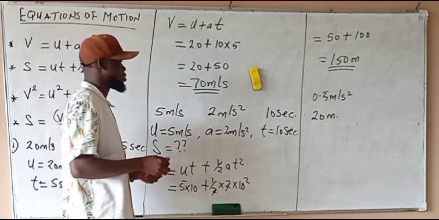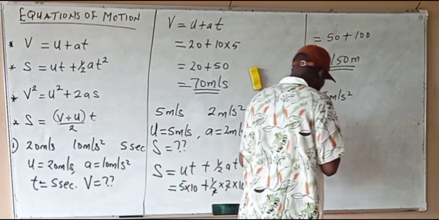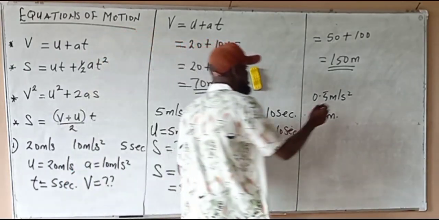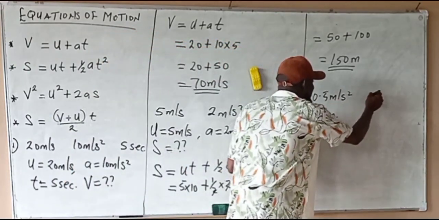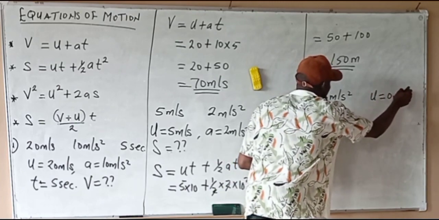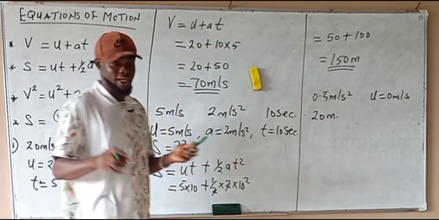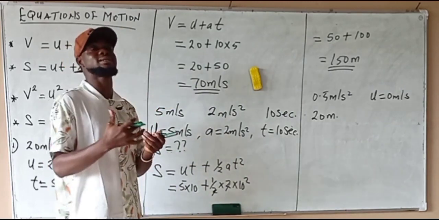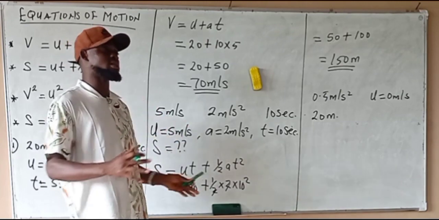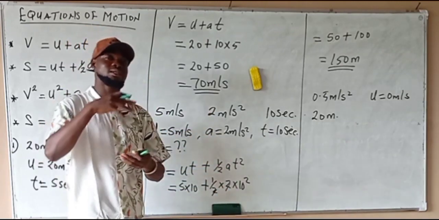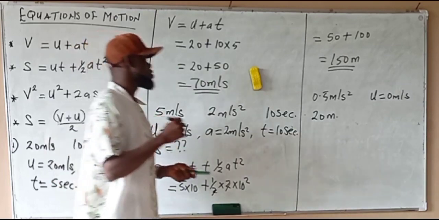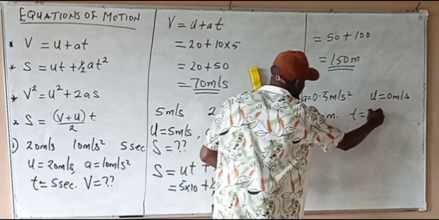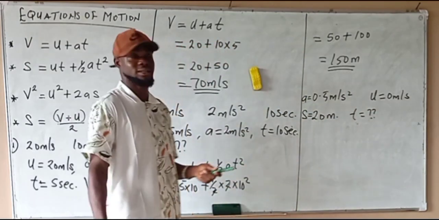Now, anytime you hear that a body is starting from rest, rest is telling us that the initial velocity is 0 meters per second. That's what rest is telling us. So anytime you hear that it started from rest, the initial velocity of that body is 0. So our acceleration is this and our distance is this. What will be the time to cover that distance?